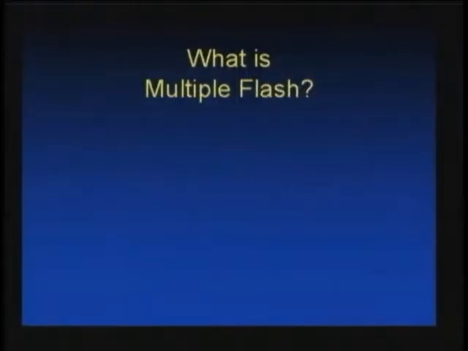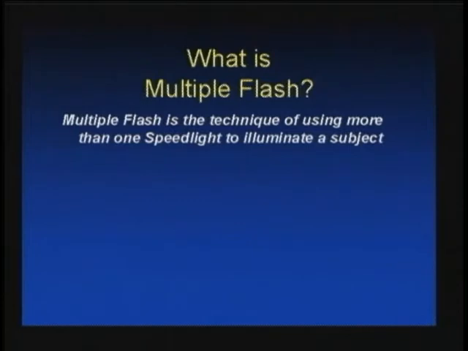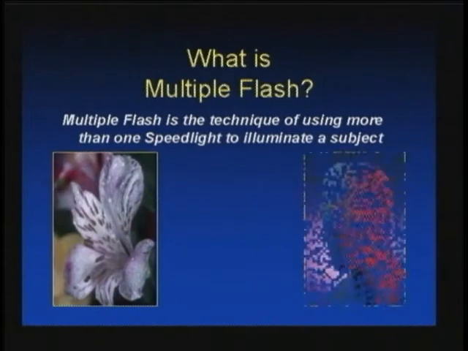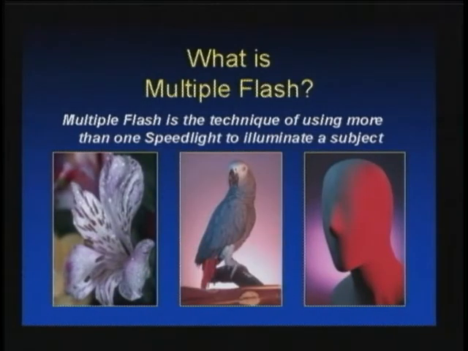Part 2 of our program is now going to be a little more in depth, but it's going to encompass multiple flash photography. Now, what is multiple flash photography? Well, multiple flash photography simply is the technique of using more than one speedlight to illuminate a subject. It can be 2 speedlights, it can be 3 speedlights, and it can be any combination greater than that.